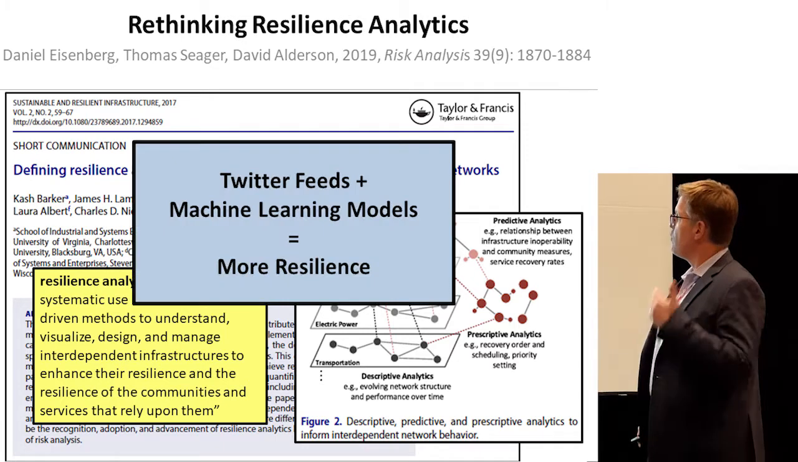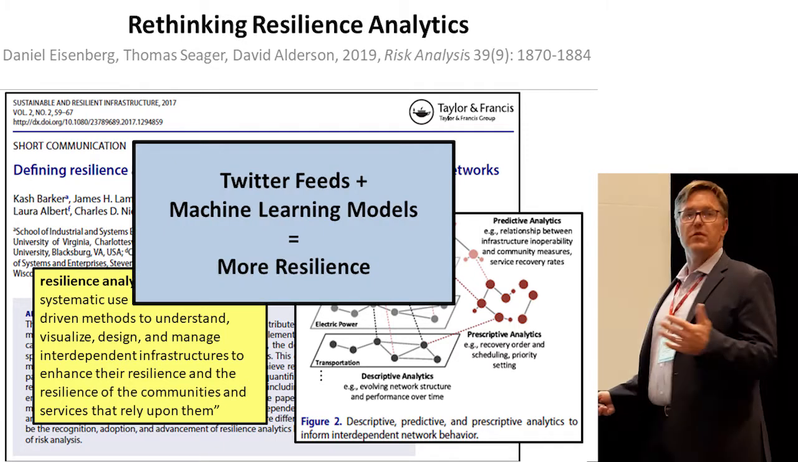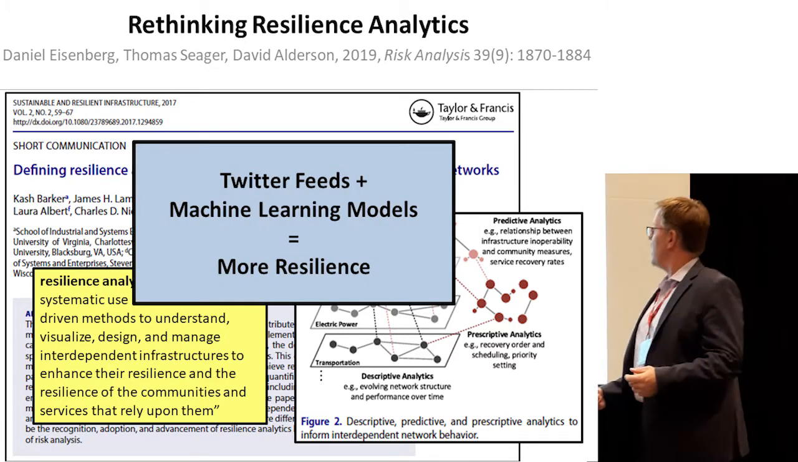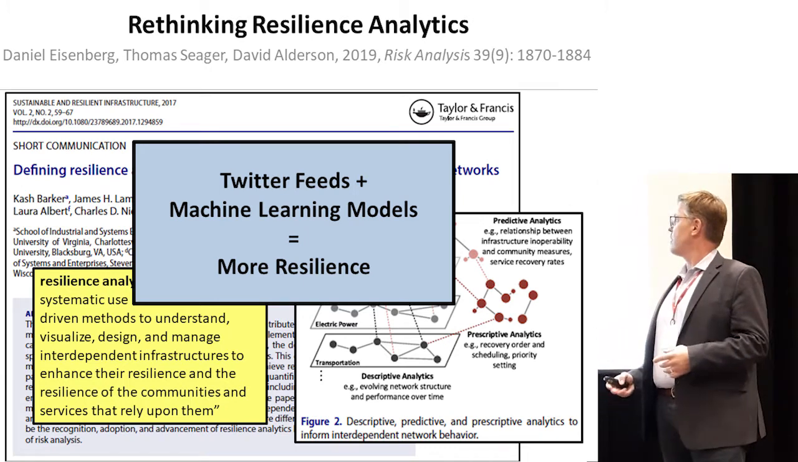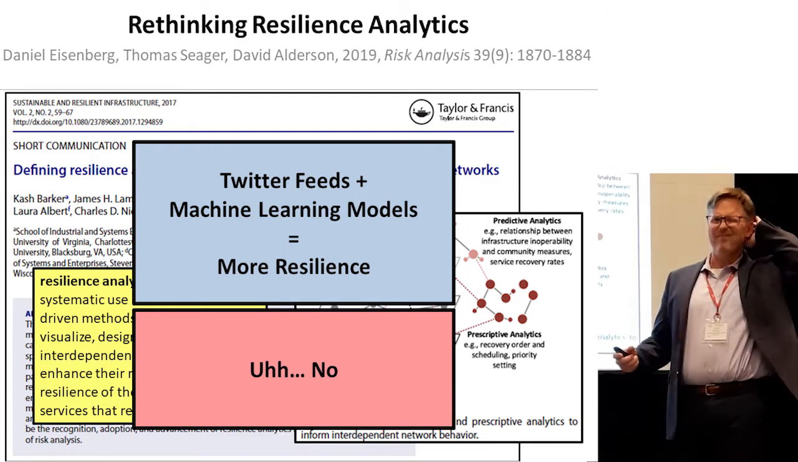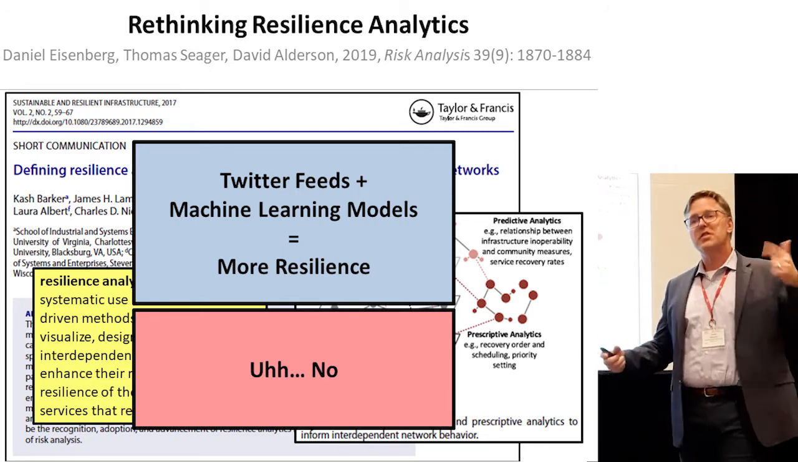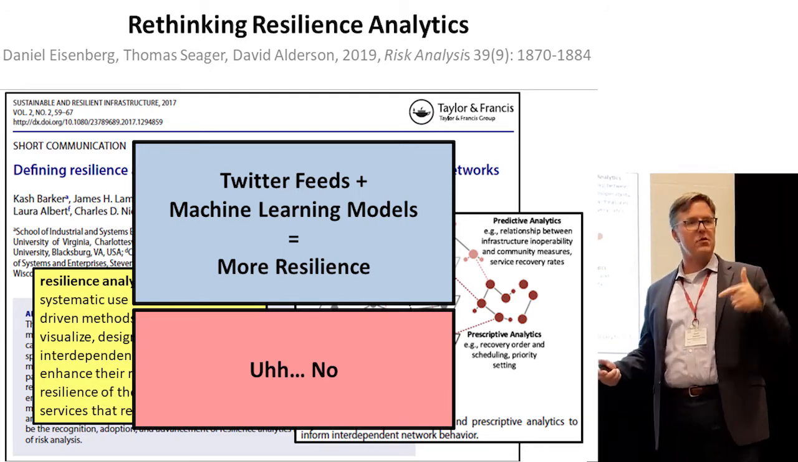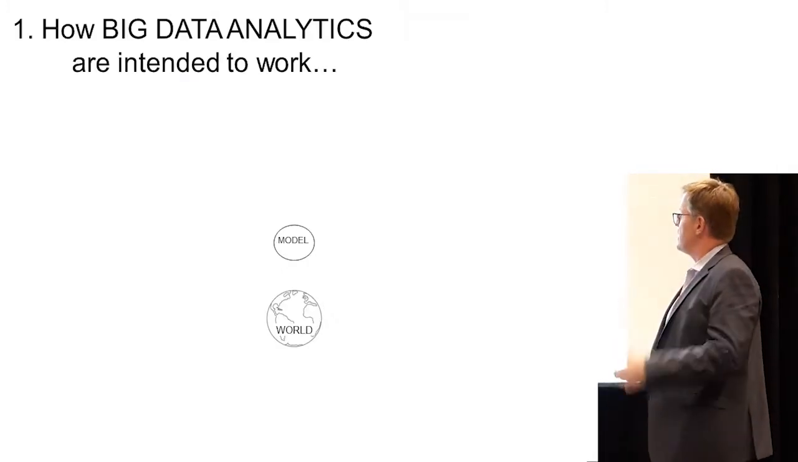communities. And if you read through some of these papers, a lot of what you see in them is that it's sort of like Twitter feeds and machine learning models are going to give us more resilience. And it was at this point where we were like, maybe not so much. But to understand this, we have to sort of unpack it, and that's what I'm going to try to do about what it is that we're doing.